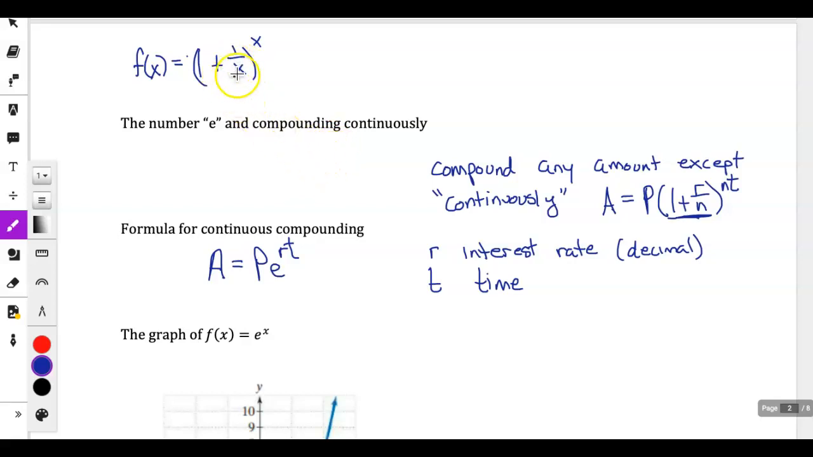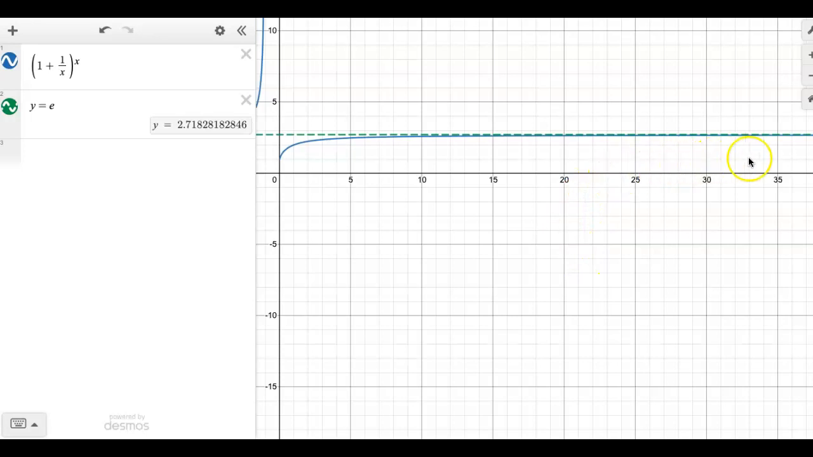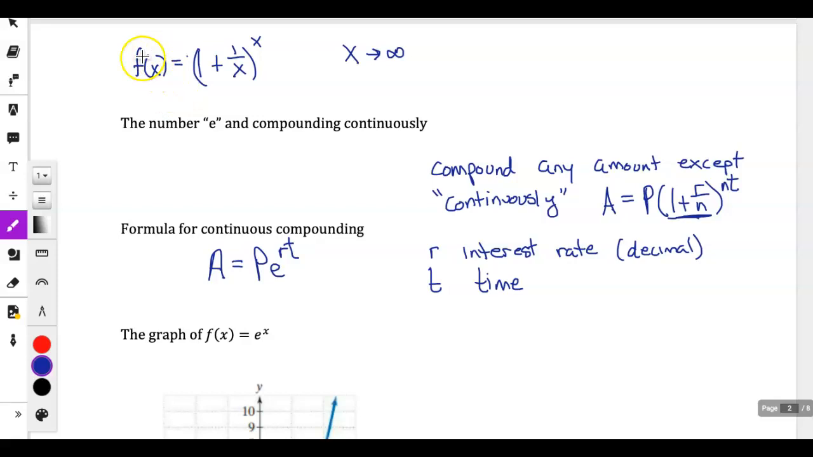Well, even if you let x get infinitely large, so as x goes to infinity, so let me show you here. So as x goes to infinity, I compound more and more and more often. My graph, which I called f of x, so I won't use y here, f of x approaches e. So not infinity or anything like that. It approaches a horizontal asymptote of e.